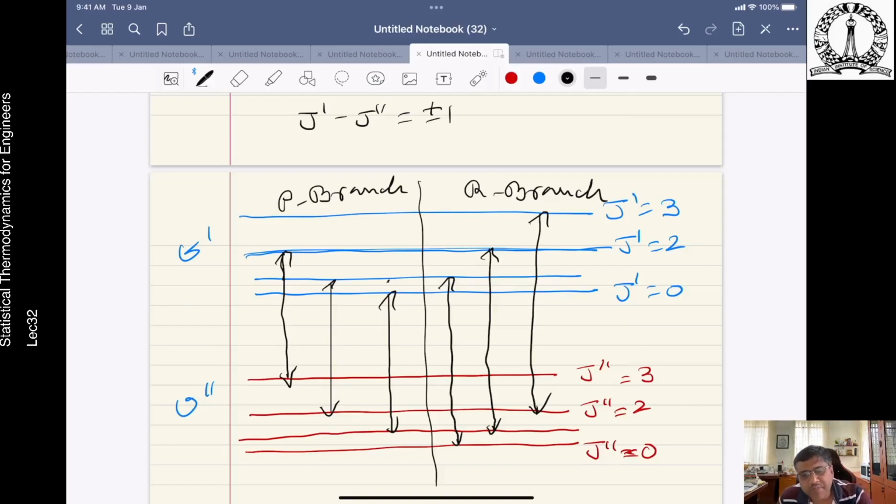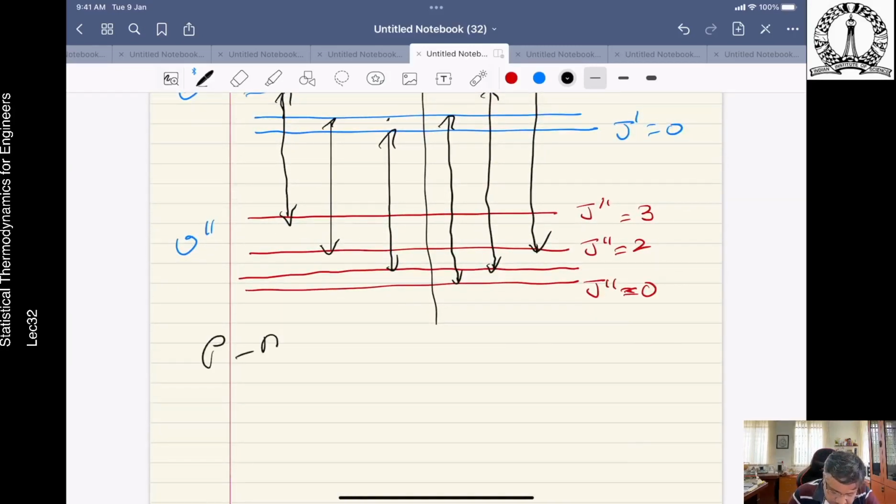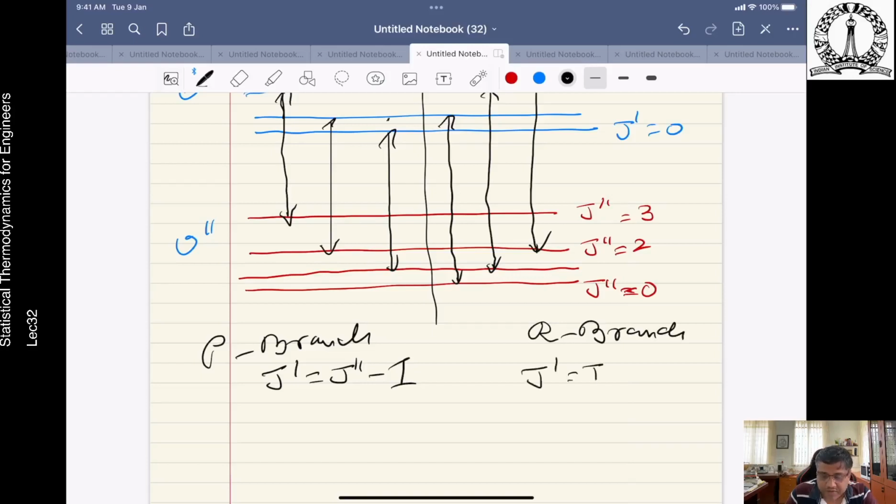So P branch really refers to the case where J prime is equal to J double prime minus 1, whereas R branch refers to the case where J prime equals J double prime plus 1. So these are the two corresponding spectral lines.